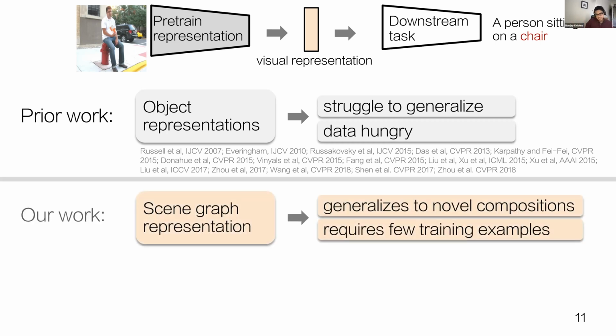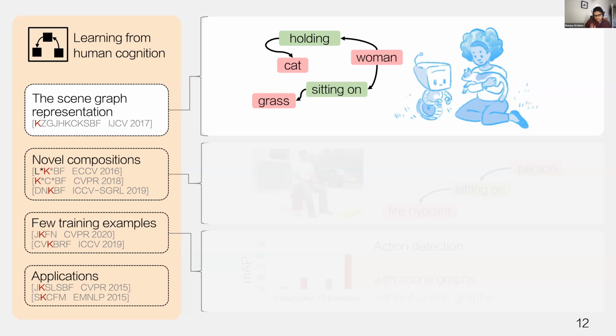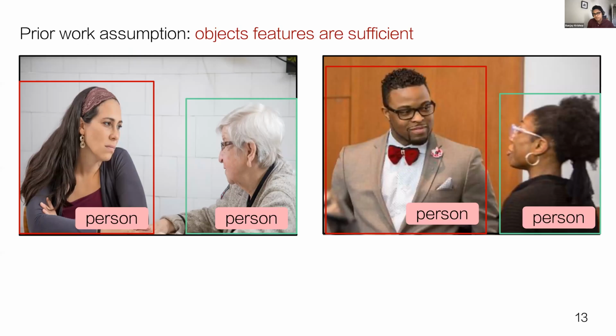So our main insight is going to be this new representation, which we're going to call scene graphs. And I'll show that pre-trained models on scene graphs will help models generalize to completely novel compositions, like a person sitting on a fire hydrant, for example. And because this representation captures more information in a compositional manner, the downstream models will need much fewer training examples in order to get any reasonable performance. Okay, so first let's get started with thinking about how we design the scene graph representation.